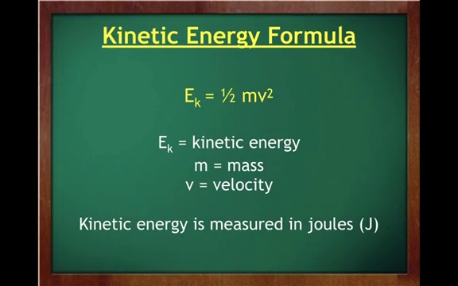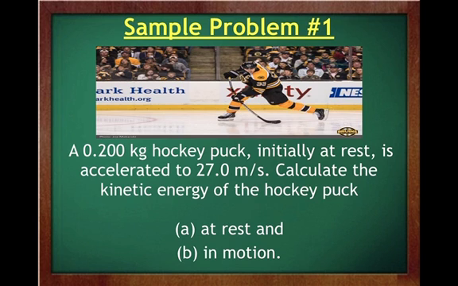Okay, so this is the formula we're going to use. The EK is equal to 1/2 mv squared. So we'll just look at a couple sample problems and then get into the other section on the work-kinetic energy theorem. So the first one: if we have a 0.200 kilogram hockey puck that's initially at rest and is accelerated to a speed of 27.0 meters per second, calculate the kinetic energy of the hockey puck when it's at rest and when it's in motion.